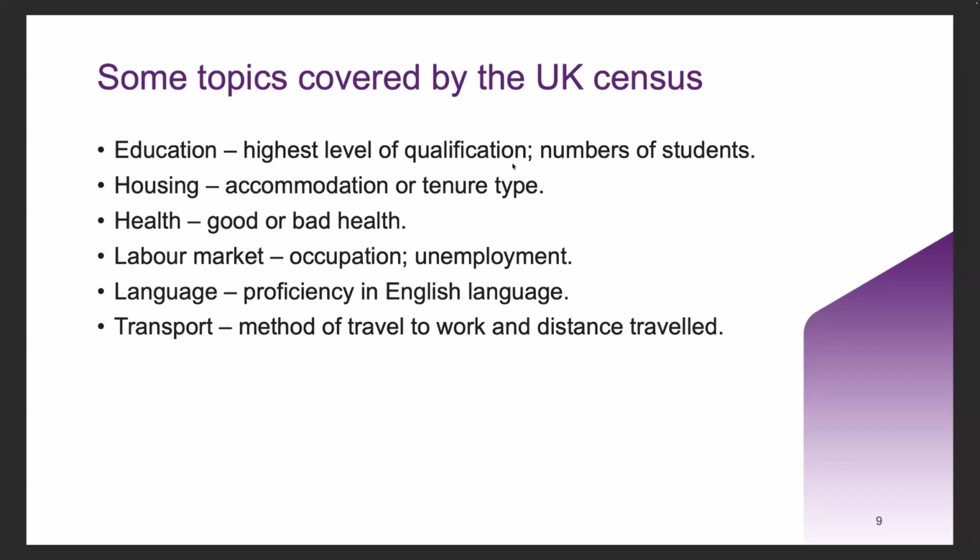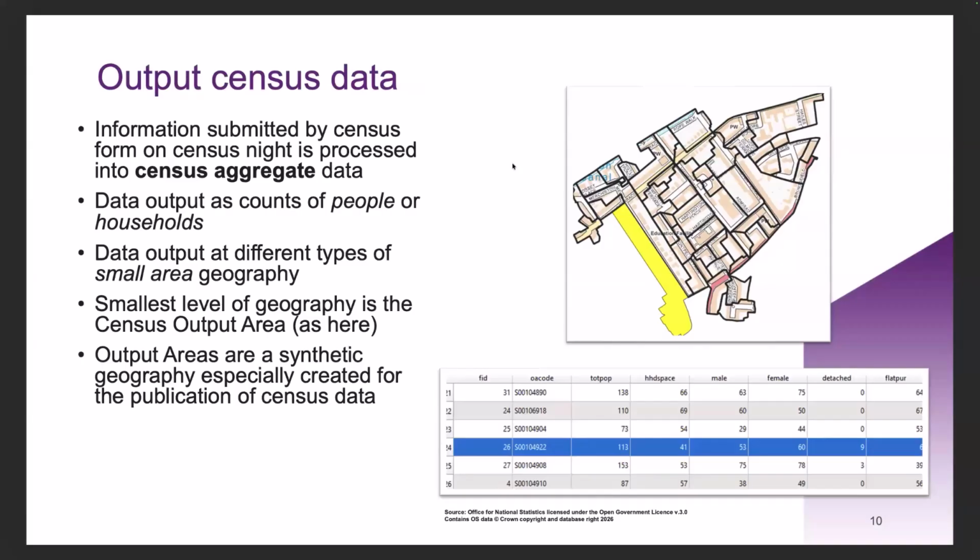During the demonstration of practice today, we're going to focus in on housing data, and we're going to look at accommodation type and tenure type. So, are we looking at flats or houses or semi-detached, and is it rented privately or is it socially rented?